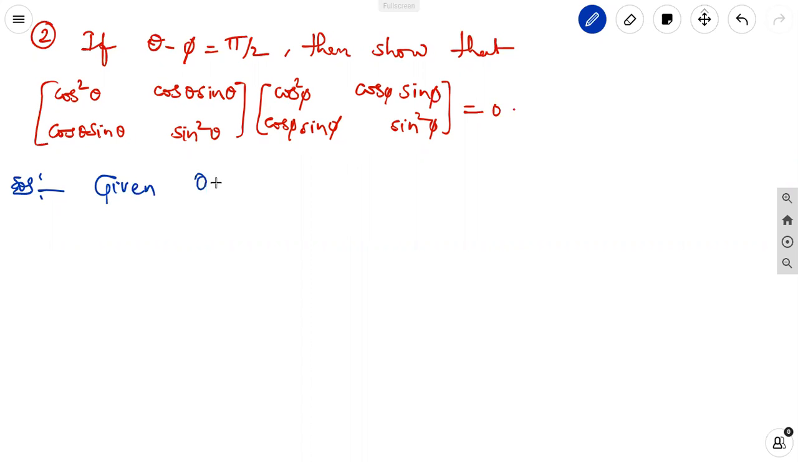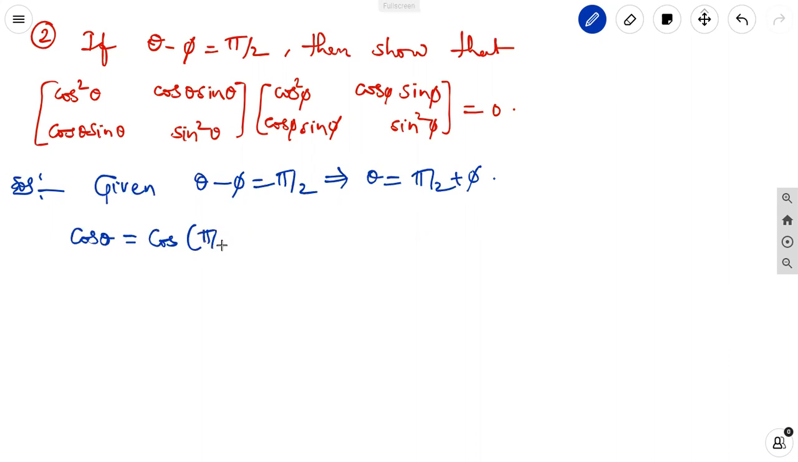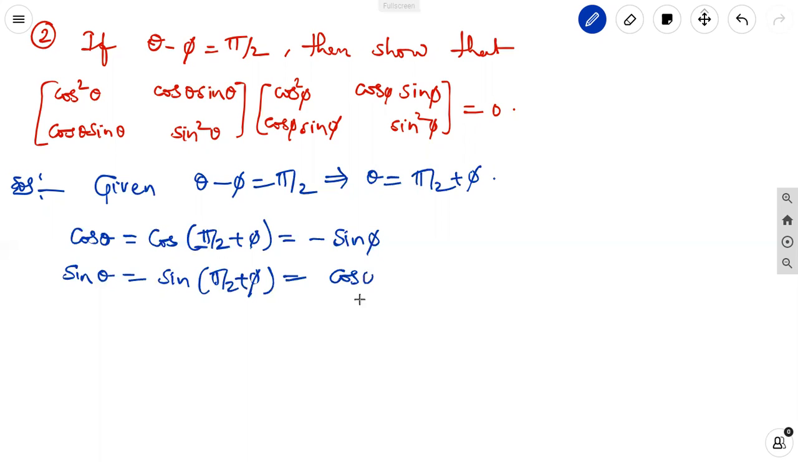given that theta minus phi is equal to pi by 2. From this, theta is equal to pi by 2 plus phi. Here we can take cos theta on both sides. Cos theta equals cos of pi by 2 plus phi. It is in the second quadrant. In the second quadrant cos is negative, that is minus sin phi. Again, sin theta equals sin of pi by 2 plus phi. Sin in the second quadrant is positive, so it is cos phi.